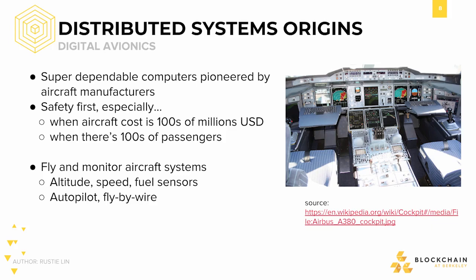Consensus has been studied for ages in fields such as biophysics, ethics, and philosophy, but the formal study of consensus in computer science didn't start until the late 70s and 80s, when people decided that it would be a good idea to put computers on airplanes. The airline industry wanted computers to assist in flying and monitoring aircraft systems. This included monitoring altitude, speed, and fuel, as well as processes such as fly-by-wire and autopilot later on.